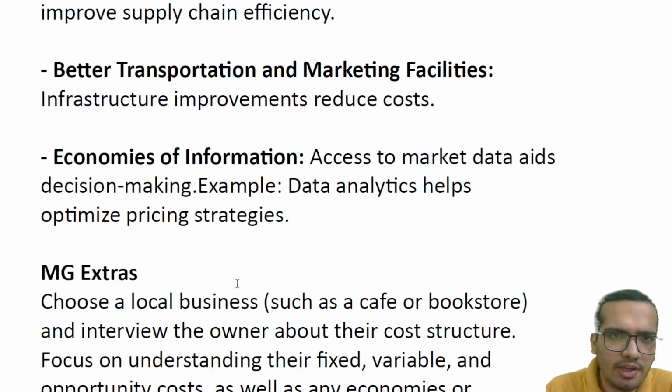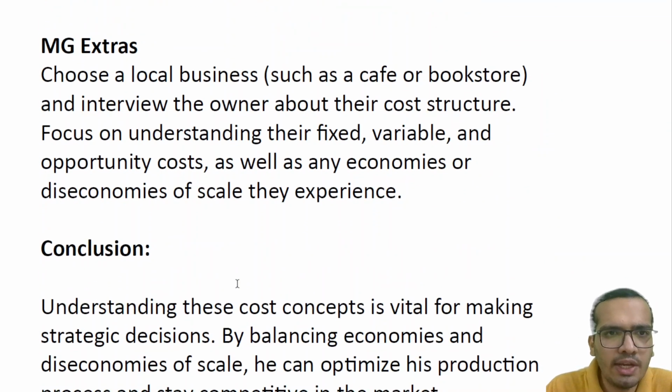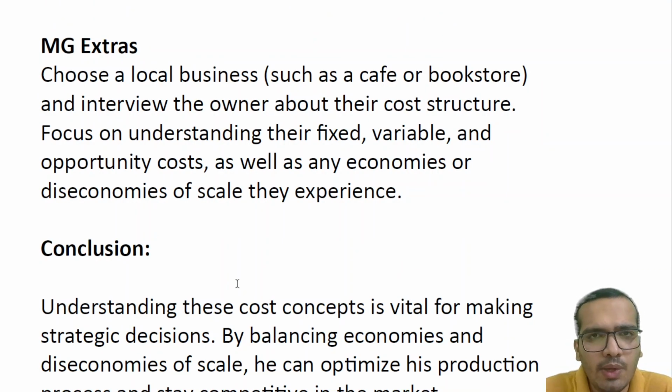Now comes the end of the chapter where we have MG extras, just like in the previous video, where we have some practical activity or concept which will help you to understand the topic better. So in today's MG extras, we have: choose a local business such as a cafe or bookstore and interview the owner about their cost structure. Focus on understanding their fixed, variable and opportunity cost as well as the economies or diseconomies of scale they experience.